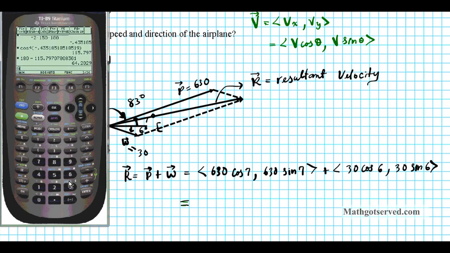Let's go ahead and compute the sum of the vectors. For the x coordinates, we're going to have 630 cosine 7 plus 30 cosine 6.